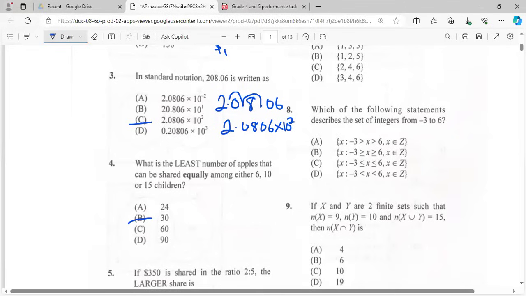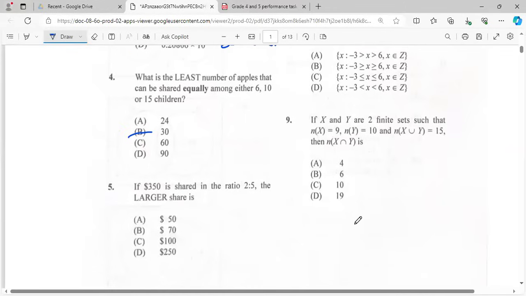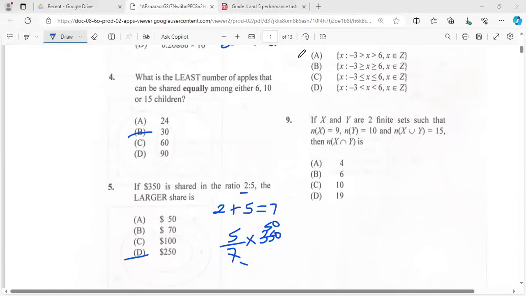All right, number 5 says, if 250 is shared in the ratio 2 to 5, the larger share is? So we just add the ratio. We add 2 plus 5 to give us a total of 7 parts. And this gives us 5 over 7 times the total being shared, which is 250. 250 divided by 7 times 5 gives 25. So check, guys, check if you have those correct, and then we can compare.